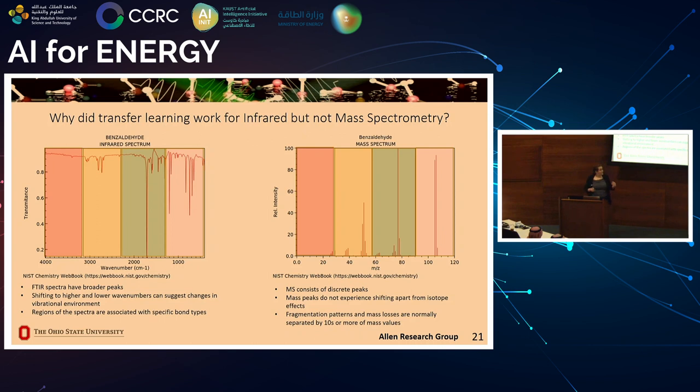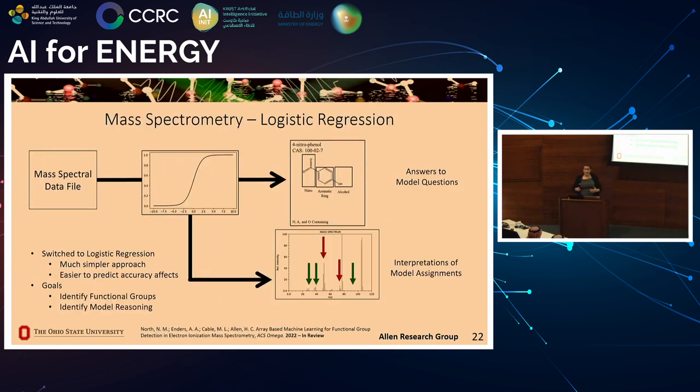So we think that this might be the chemical reason as to why this was unsuccessful in this case. So we wanted to pivot, and we wanted to know, if we wanted to look at mass spectra, how would we do so in a way that would be more successful? So we went all the way to the other end of the computational complexity scale. If we're looking at neural networks on one side, logistic regression is really, really simple in comparison. So we shifted our focus from just identifying functional groups to also identifying where that inferring power comes from in our model. Not only did we want accurate answers to whatever question we happen to be asking about whatever chemical analyte, we also wanted to understand the interpretation. And so we did this through logistic regression.